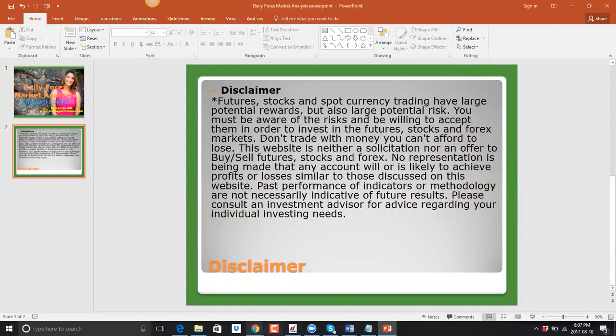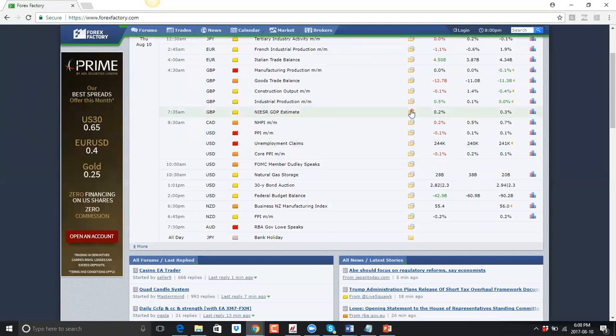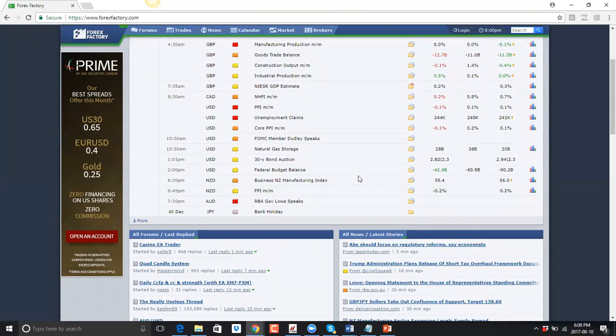So let's start off as usual by looking at our Forex Factory here. In terms of the data, there wasn't a ton of data that came out. We had pound data, and then we had US data, which came out slightly negative here. Unemployment claims were in line with expectations. And then we have RBA Governor Lowe speaking.